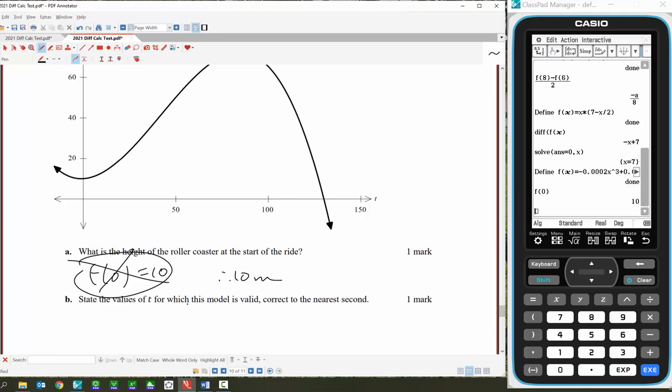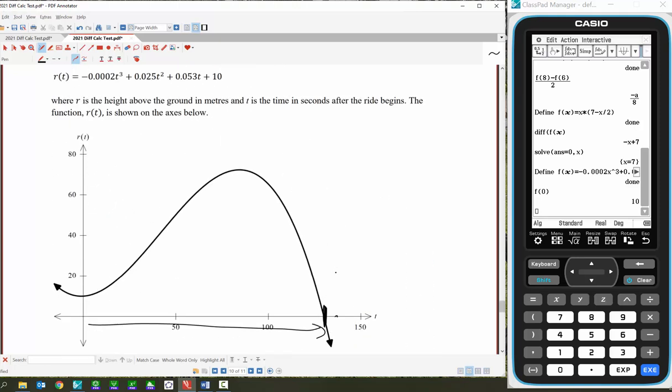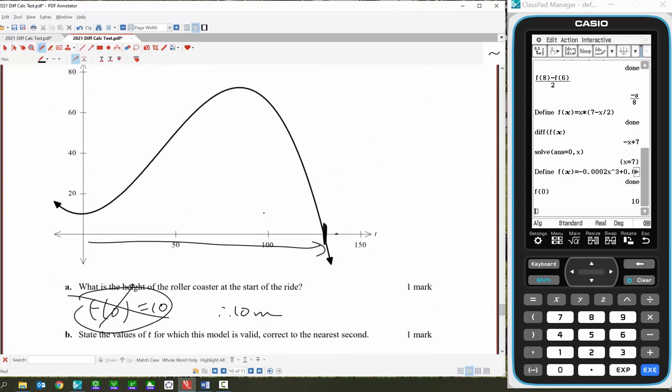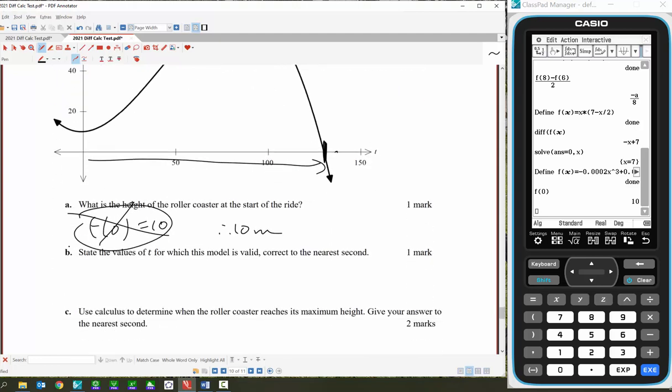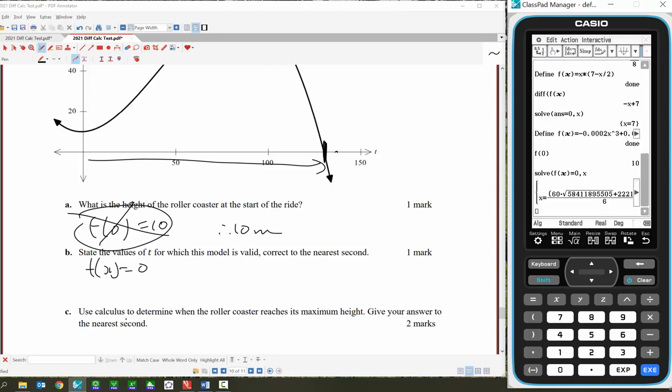State the values of t for which this model is valid, correct to the nearest second. So we need it basically to be valid from there to there, to the nearest second, where t is the time in seconds. So all we'll do is go f of x equals 0. So solve. Correct to the nearest second means we've got to drop that into decimal.